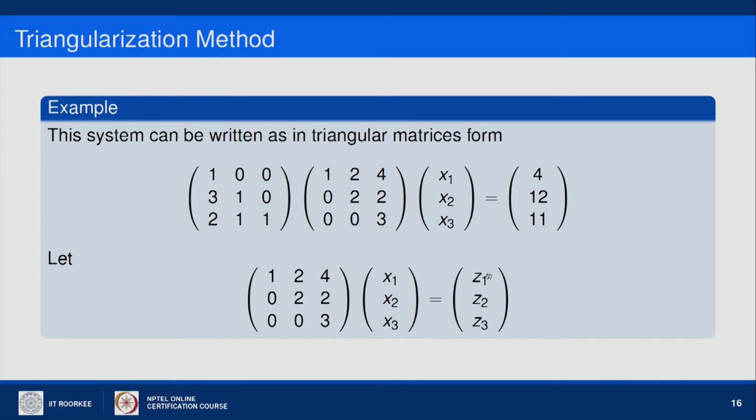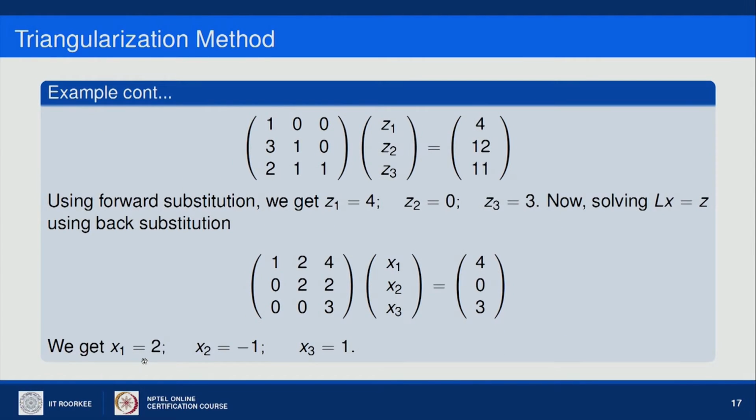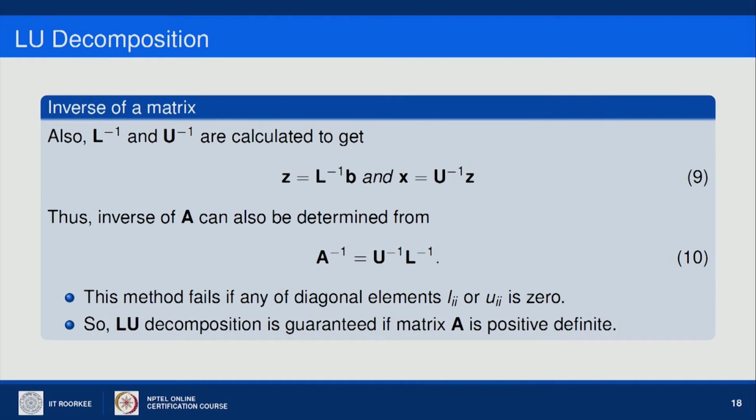I will put the values of Z1, Z2, Z3 here and I will get the values of x1, x2 and x3, which come out as x1 equals 2, x2 equals minus 1 and x3 equals 1, which is the solution of the system. We can also find the inverse using the LU decomposition.